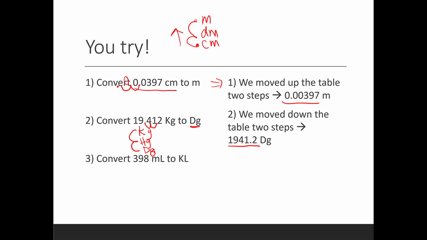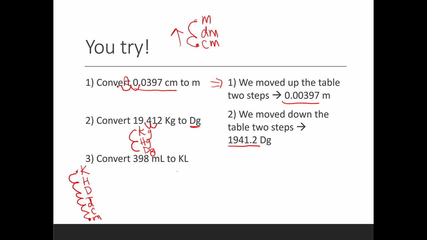This one we are making a lot of jumps. We are going kilo is up here, then hecto, then deca, then the base, then deci, centi, and milli. We are going from the bottom, from milli, all the way up to kilos. That's 1, 2, 3, 4, 5, 6 jumps. So we need to move our decimal 6 times. Which direction? Since we were going up the table, we need to move to the left.